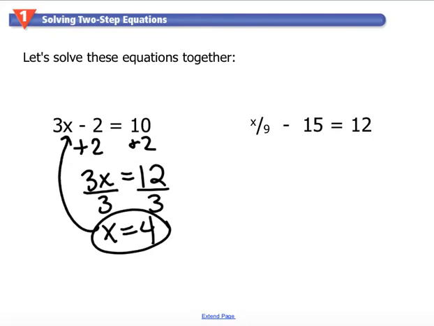Let's try it with the other one. Once again, we have to do that subtraction first. We have to undo that, so we need to add 15 to each side. So we get 27 is equal to x divided by 9.